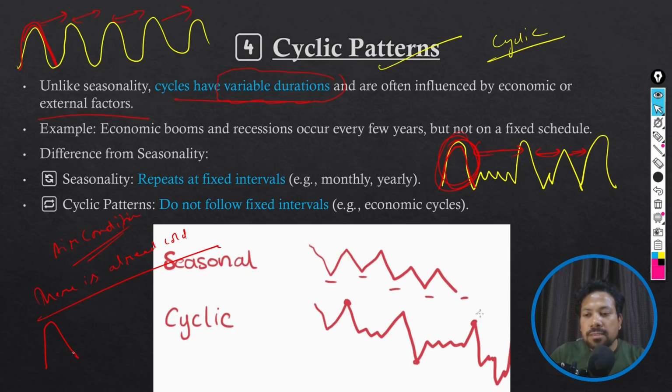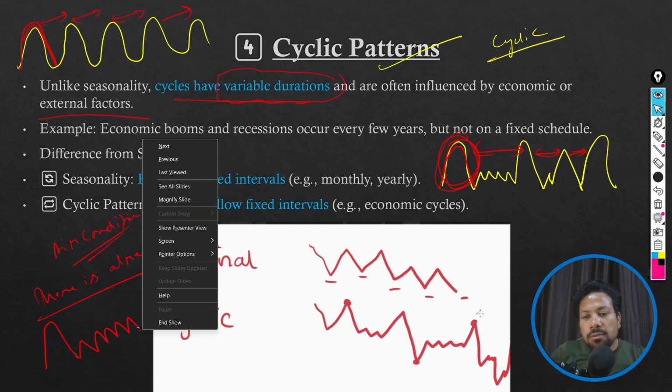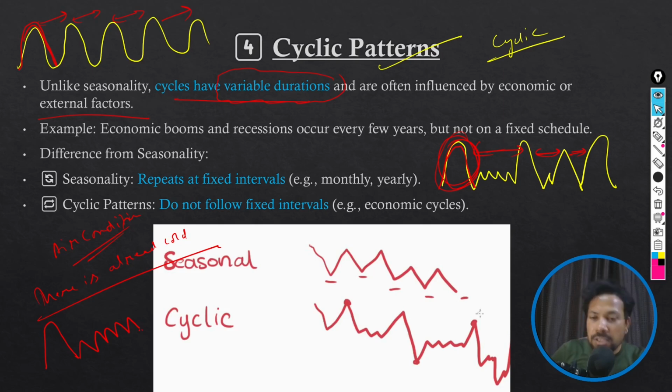So the pattern will be like this: one year, but after that the people do not buy any air conditioner. Now there comes a time when the temperature increases and then they again buy air conditioners. So you can see that this pattern repeated again, but we don't know after how much time it's going to repeat again. I think I have made you confused, but in simple words, in cyclic pattern we do not know after how much time this particular pattern is going to repeat again in future. So that concludes the cyclicity.